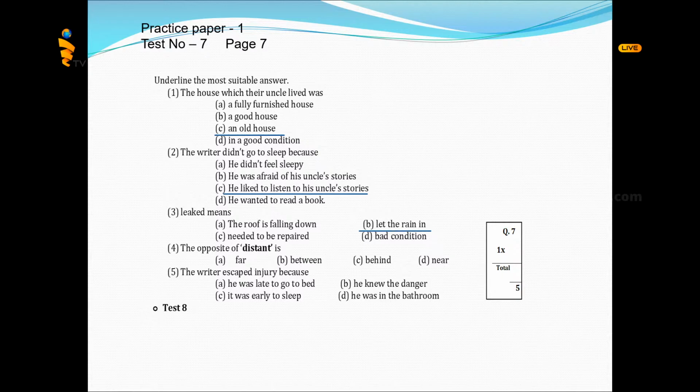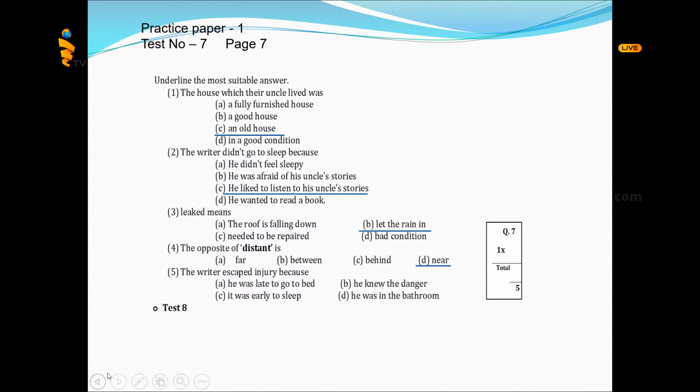Question number 4, the opposite of distant. I have earlier mentioned that you will get similar meanings as well as opposite meanings. The opposite of distant is near. The last question is, the writer escaped injury because he saved himself because the answer is down here. In the last line, I was glad that I had stayed up late to listen to my uncle's stories. Otherwise, I would certainly have been seriously injured or perhaps killed.